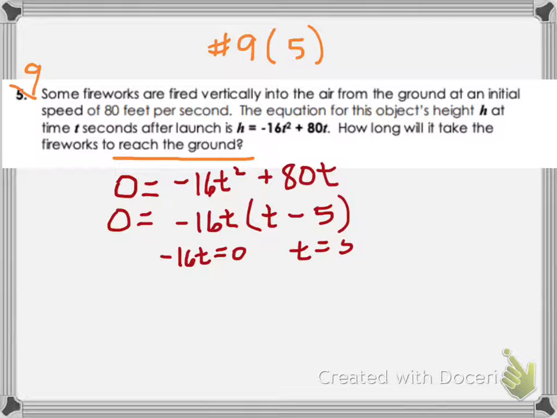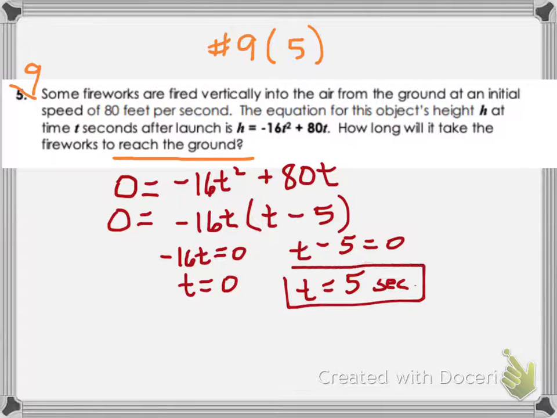Whoops. Spoiler alert. Hold on a second. There. t minus 5 equals 0. So on this one, t is 0 divided by negative 16, which is just 0. And on this one, t is 5 seconds. Now, which one makes sense? Does it hit the ground at 0 seconds? Nope. It hits the ground at 5 seconds. 0 seconds would not make sense for the problem, so that's our answer.